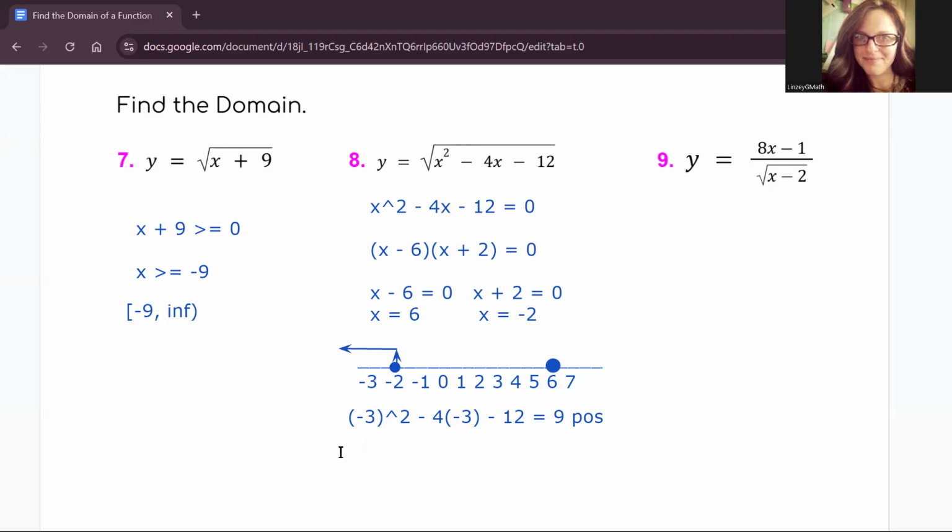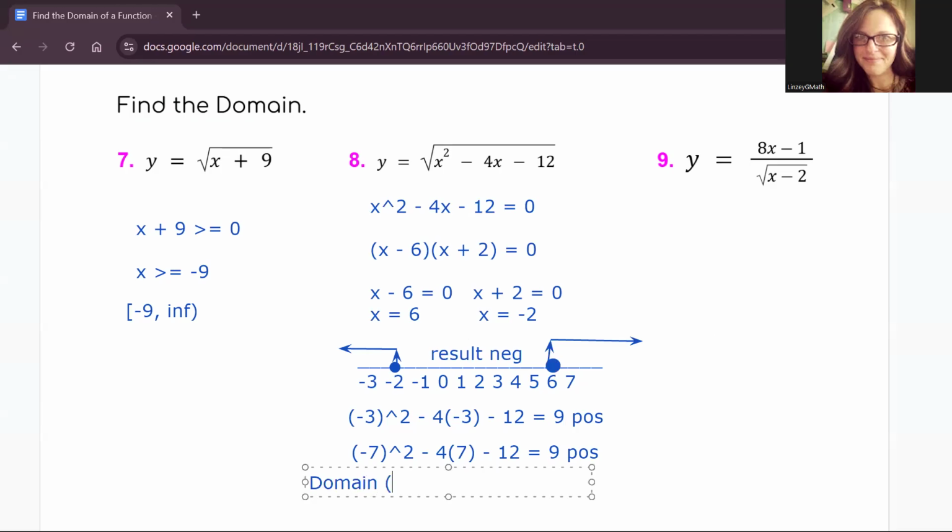And then let's substitute 7. We'll see if we get positive solutions. And if that doesn't work, we'll check in between. We do get +9 once again. So everything greater than 6, including 6, will be included in our domain. Everything in between here will result in a negative under the square root. So our domain is everything less than -2, including -2. Union will include 6 with a closed bracket and go to positive infinity.